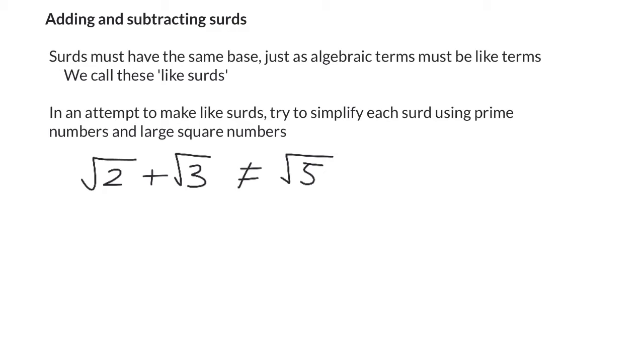So to add together my surds, I must have the same base. So root a plus root a would be 2 root a. But root a plus root b, they can't go together. These rules for adding and subtracting surds are very similar to adding and subtracting algebraic terms, a very similar set of laws.